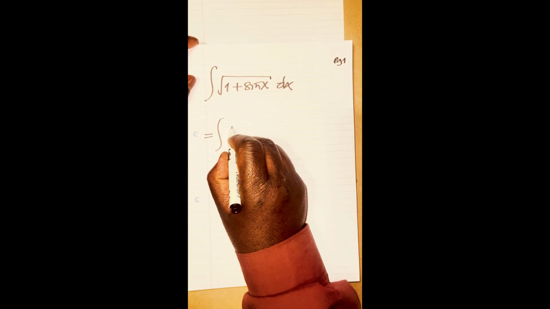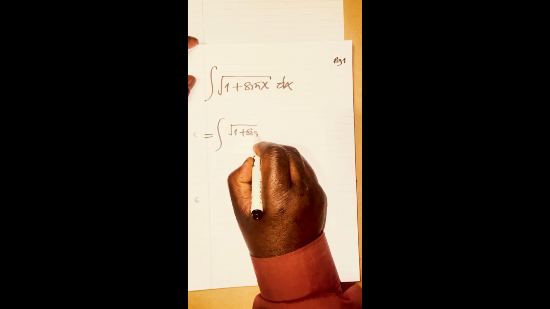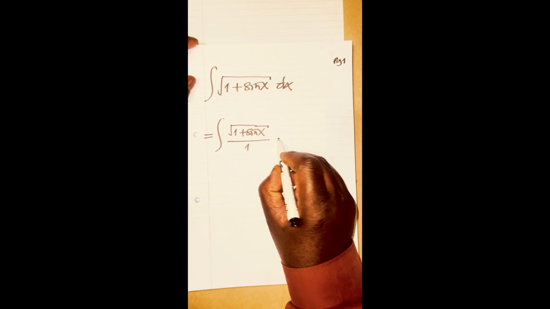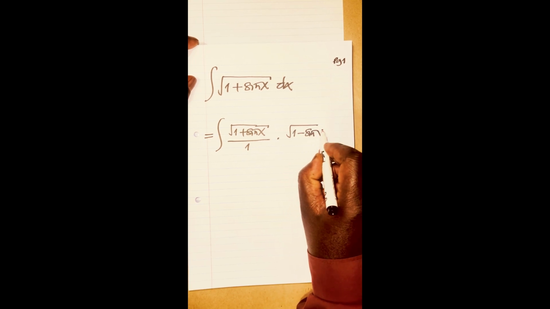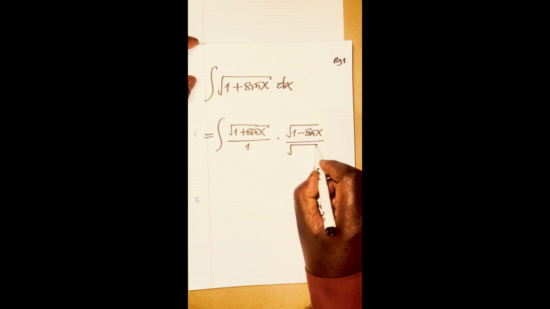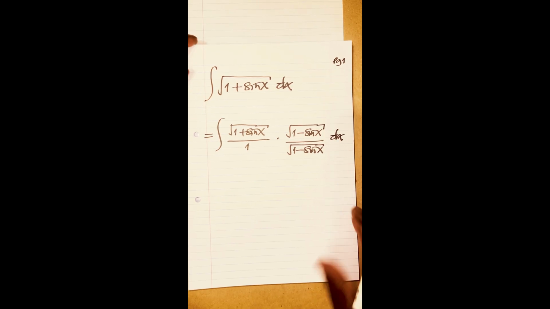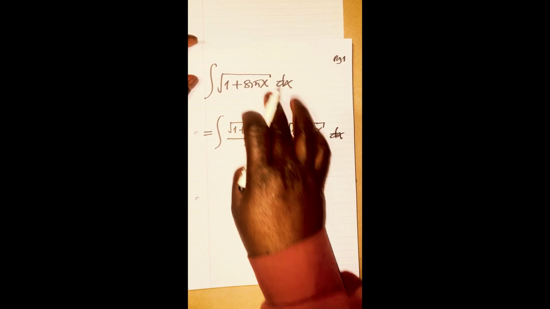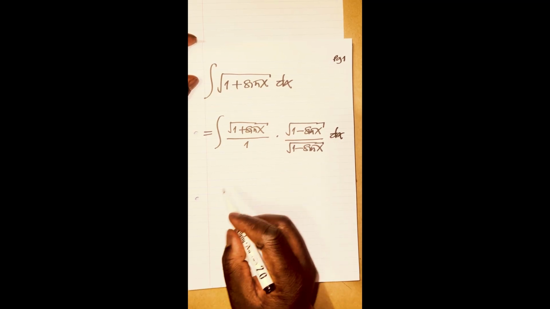This is equal to the integral of the square root of 1 plus sine x, if you like, over 1, times the square root of 1 minus sine x all over the square root of 1 minus sine x dx. Now you can see that this is the special one right there. We haven't changed this integral at all, but I'm going to combine those two and then combine down here.